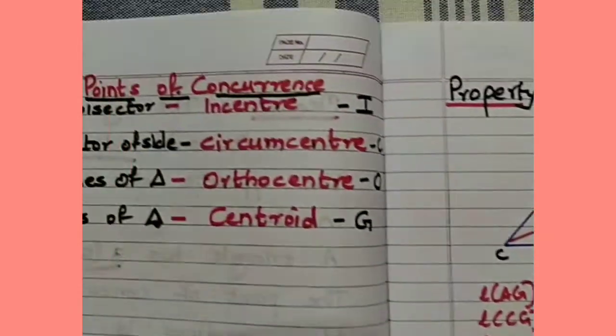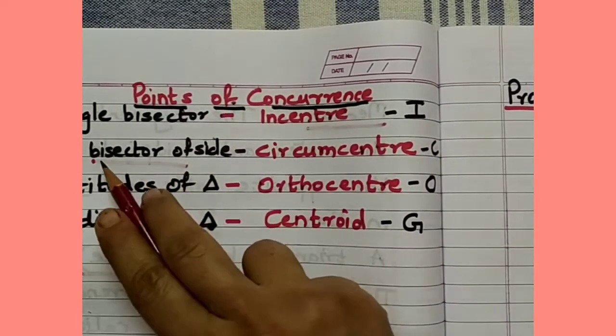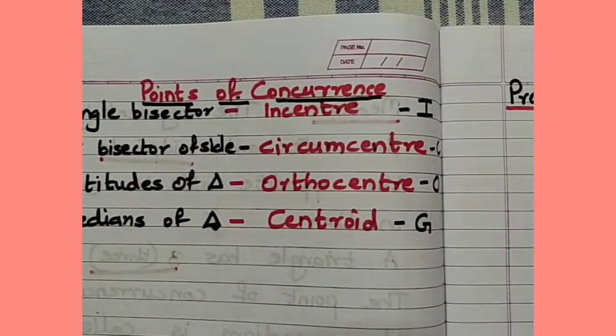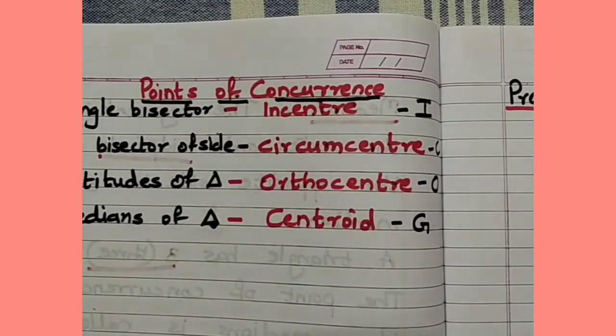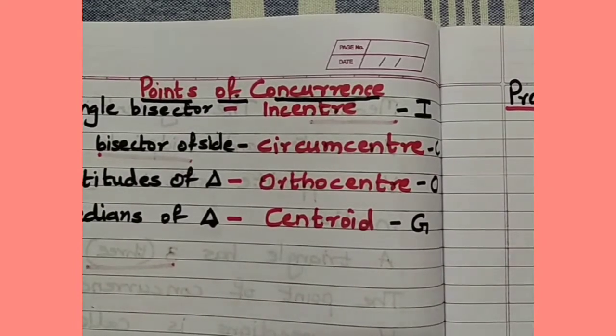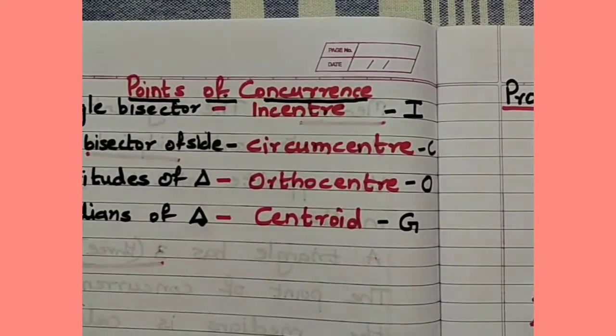Now let us see what are the different points of concurrence. So angle bisectors meet at the incenter, and perpendicular bisectors of sides meet at the circumcenter. Altitudes of a triangle, where they meet each other, that point of concurrence is known as the orthocenter, and where the medians of the triangle meet, that is known as the centroid.